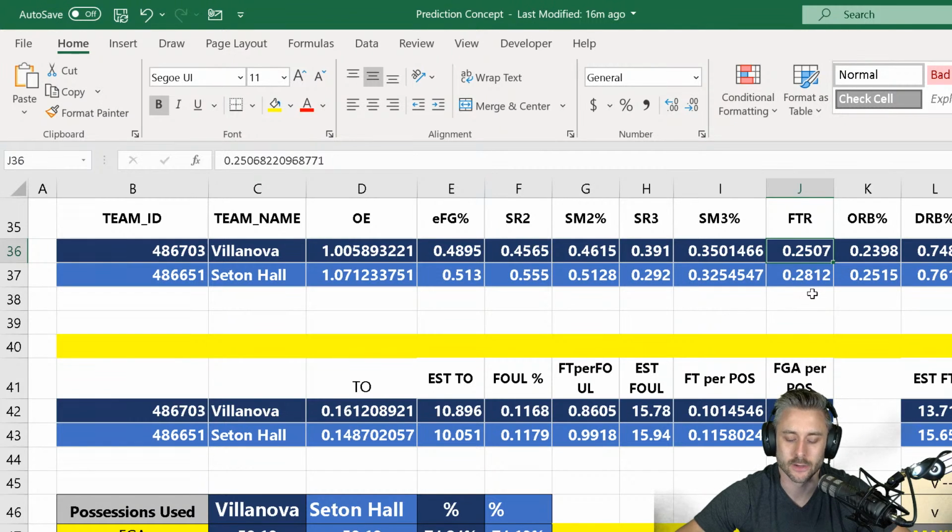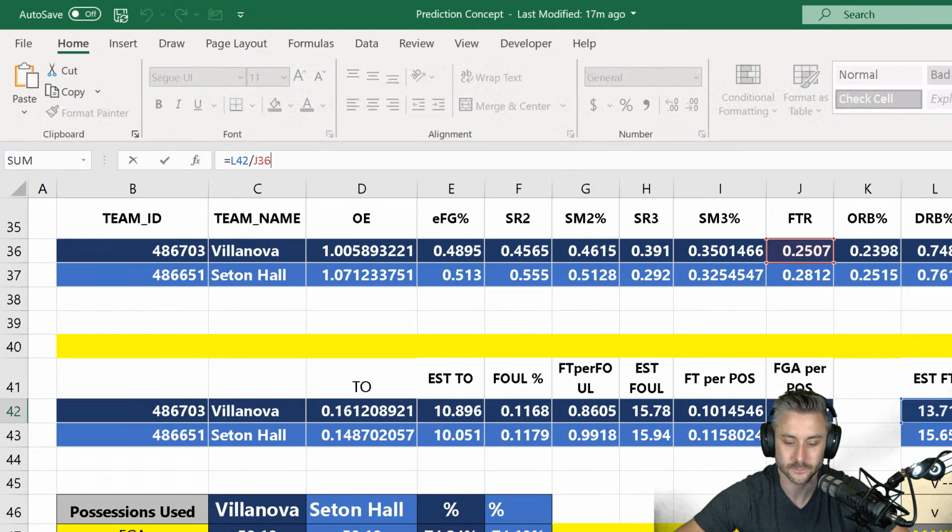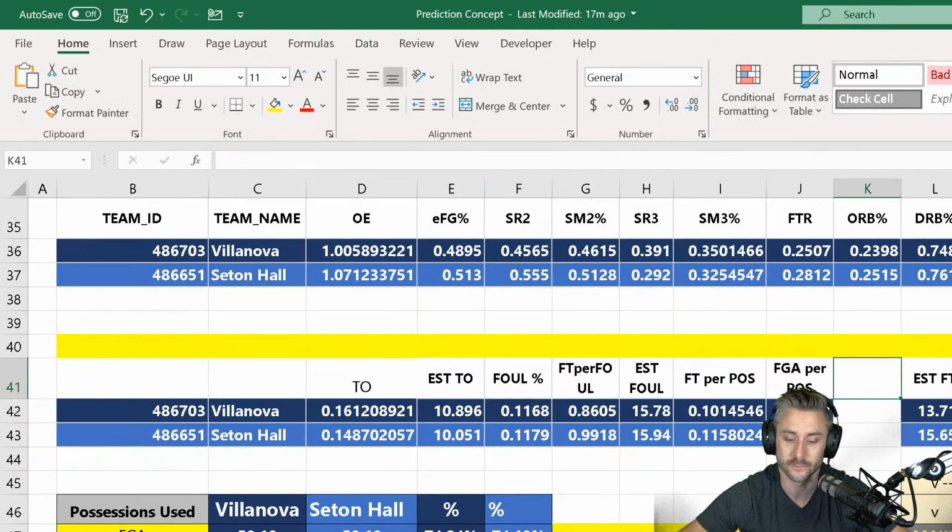You can use the free throw rate to calculate the field goal attempts per possession. If you know the number of free throws per possession and you know the number of possessions, you can calculate the field goal attempts that way too. So then we have estimated free throws, which is simply the estimated fouls times the free throws per foul. Nothing fancy there. Estimated field goal attempts: you use the free throw rate and divide the estimated number of free throws by the free throw rate to get 54 estimated field goal attempts, and so on.